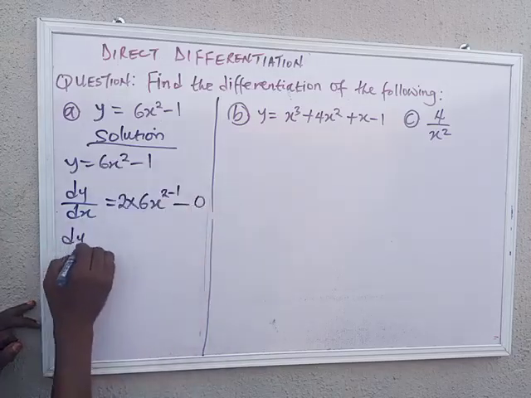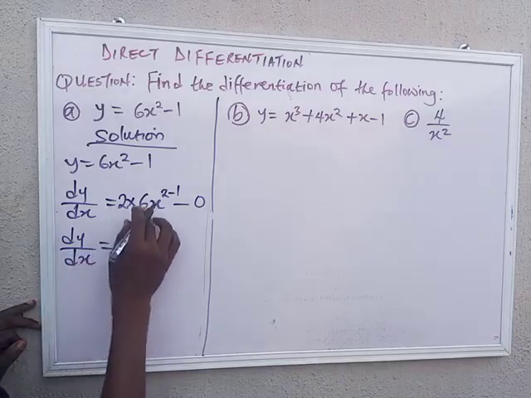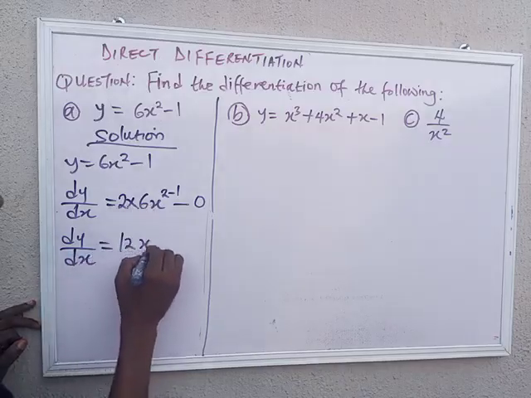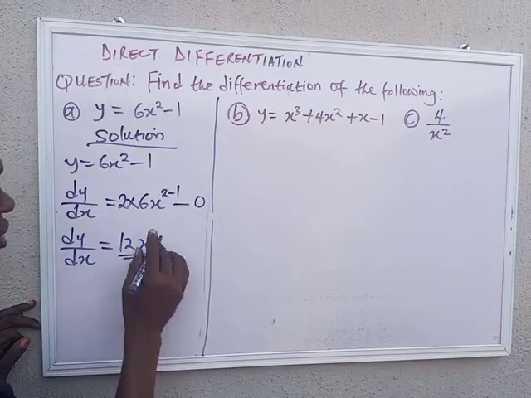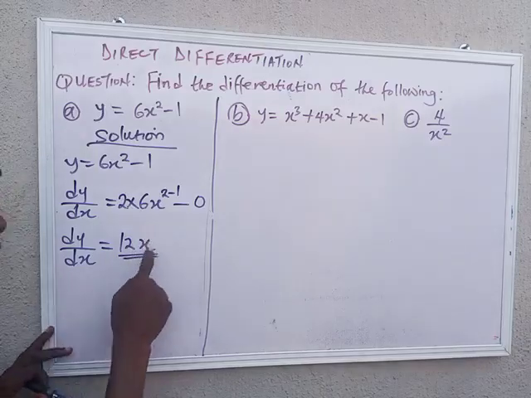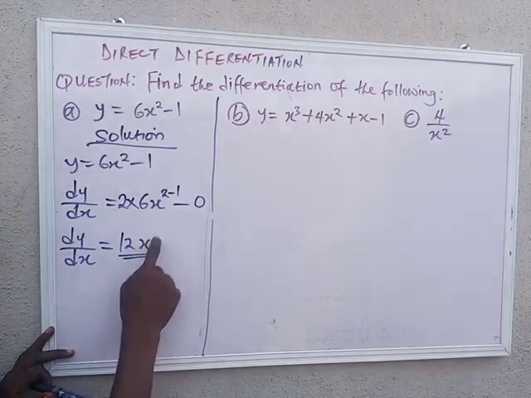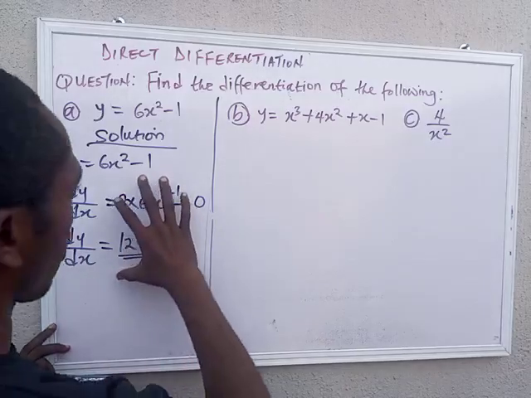So we have dy dx is equal to 6 times 2, we have 12x, 2 minus 1 is 1. So we don't need to write x raised to the power of 1, because x raised to the power of 1 is the same thing as just x. So minus 0. So this is the answer to this question.